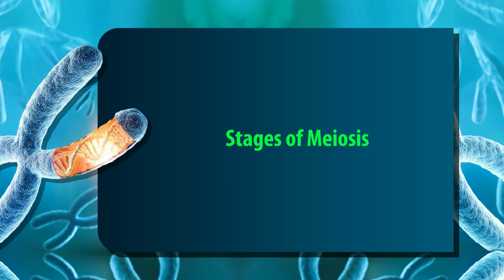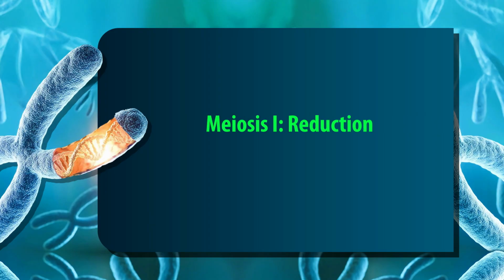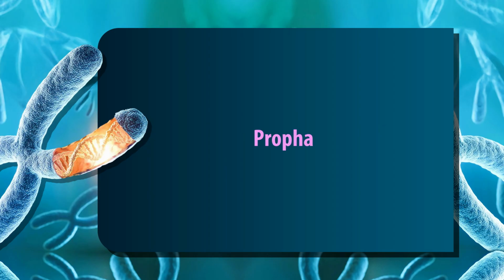Stages of meiosis. Meiosis comprises meiosis 1, which is the reductional division, and meiosis 2, which is the equational division. It reduces the chromosome number from diploid to haploid, producing diverse gametes through two sequential divisions after one DNA replication. First, we will be discussing meiosis 1, the reductional division, and the first one is prophase 1, the longest and most complex phase, subdivided into 5 stages.